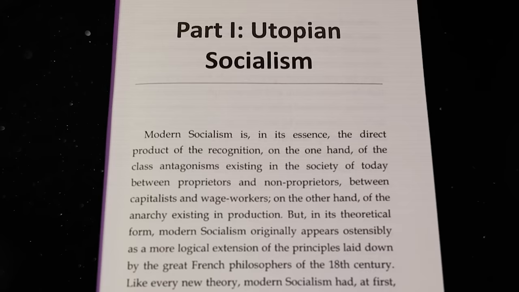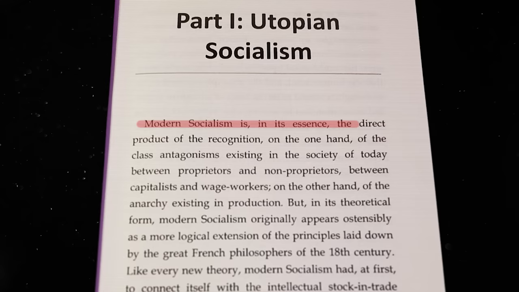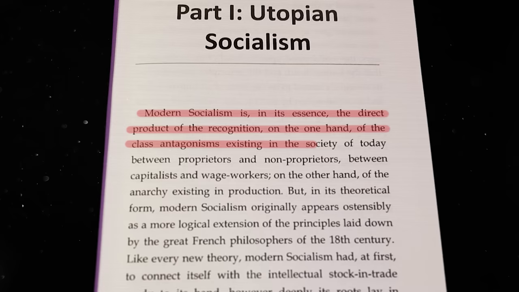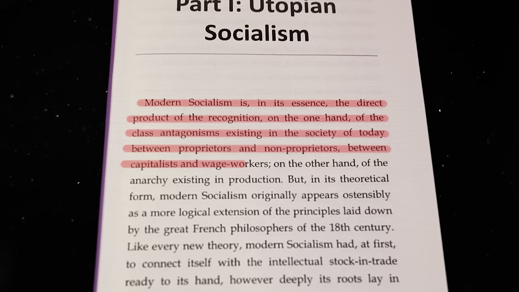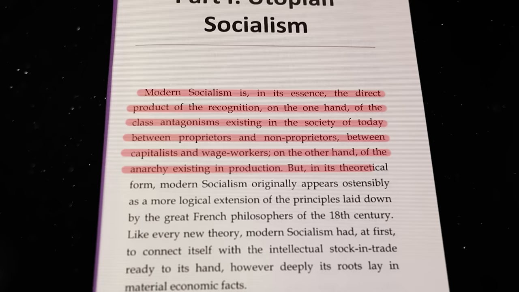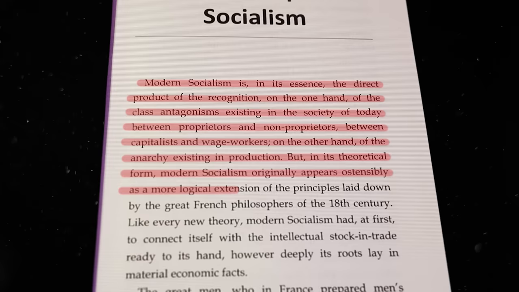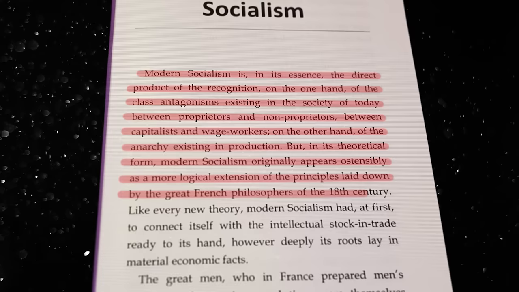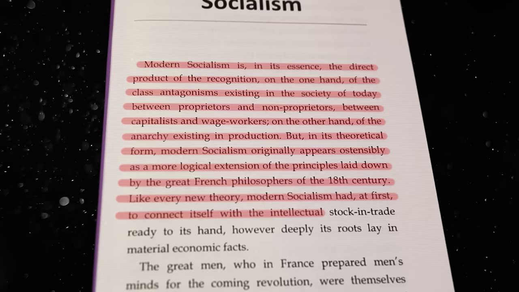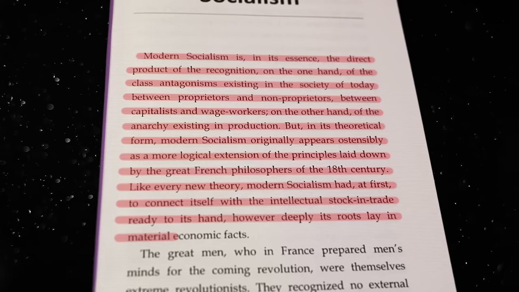Modern socialism is, in its essence, the direct product of the recognition on the one hand of the class antagonisms existing in the society of today between proprietors and non-proprietors, between capitalists and wage workers, on the other hand of the anarchy existing in production. But in its theoretical form, modern socialism originally appears ostensibly as a more logical extension of the principles laid down by the great French philosophers of the 18th century. Like every new theory, modern socialism had, at first, to connect itself with the intellectual stock and trade ready to its hand, however deeply its roots lay in material economic facts.